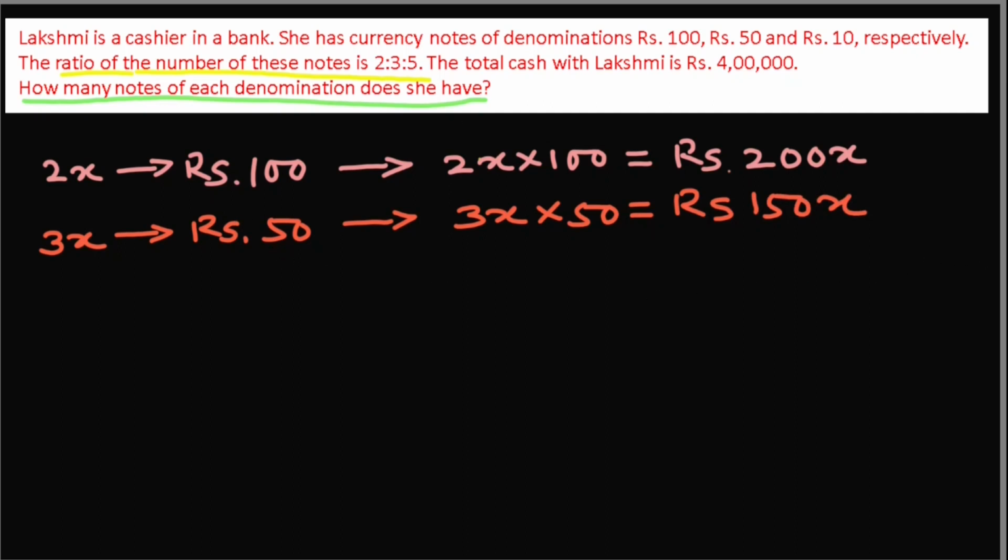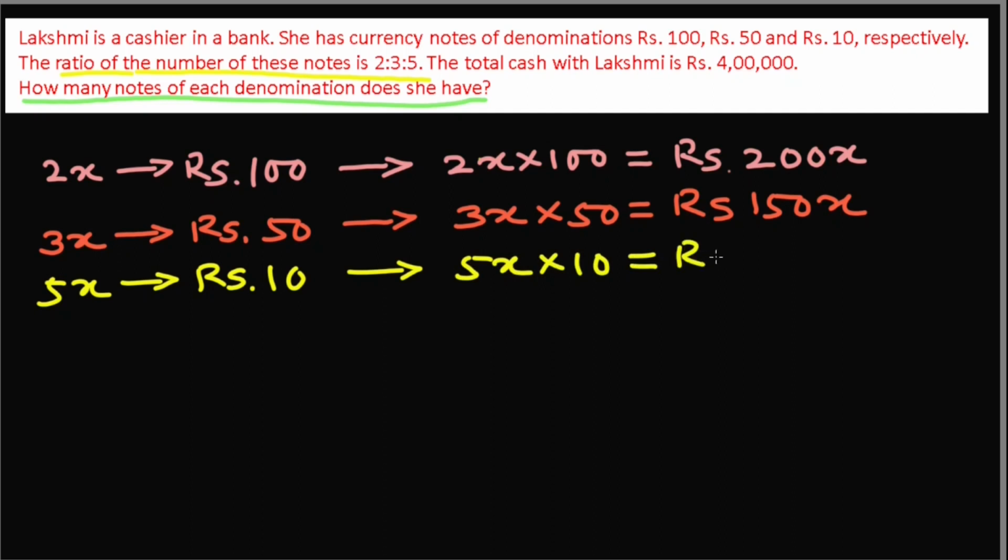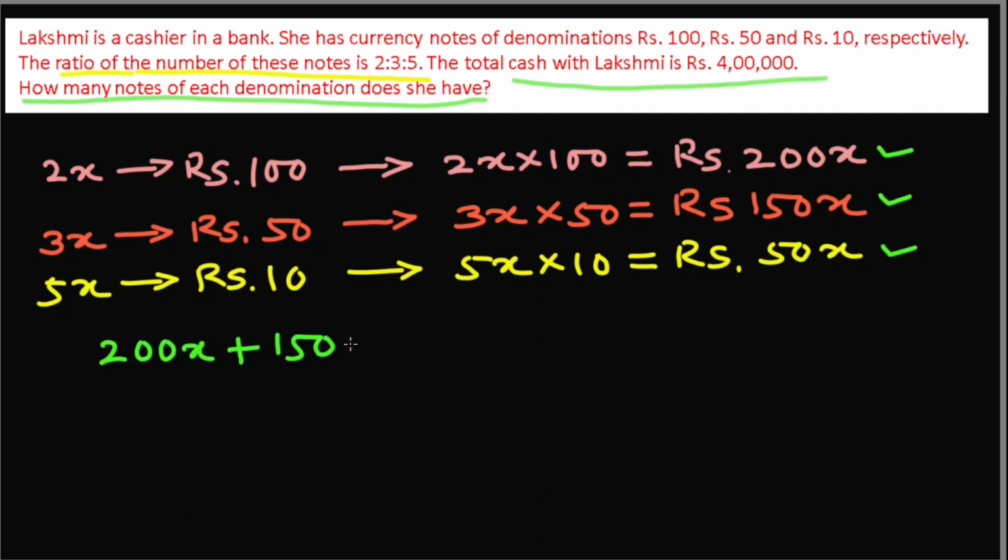She has also 5x number of notes in rupees 10 denominations, which means she has 5x multiplied by 10, that is rupees 50x in rupees 10 denominations. It is said that the total cash with Lakshmi is rupees 4 lakh. So we can write 200x plus 150x plus 50x rupees equals 4 lakh rupees, which she has.